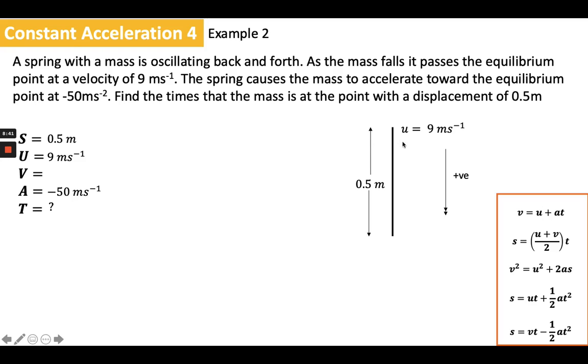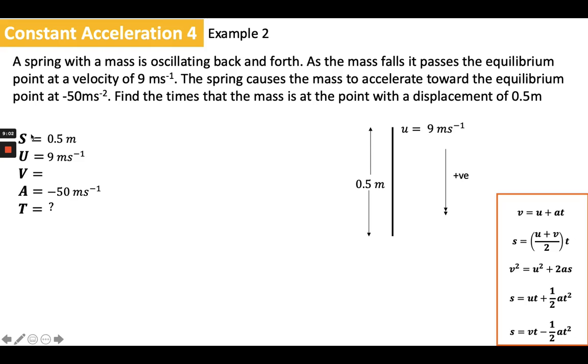Importantly here, I've got some initial velocity of 9 meters per second. It's still going in the positive direction, even though my acceleration may be going back towards the equilibrium point. Now that makes sense with the spring, because we know that the spring is going to slow that thing down until it stops and then return it to the origin, to where it started.